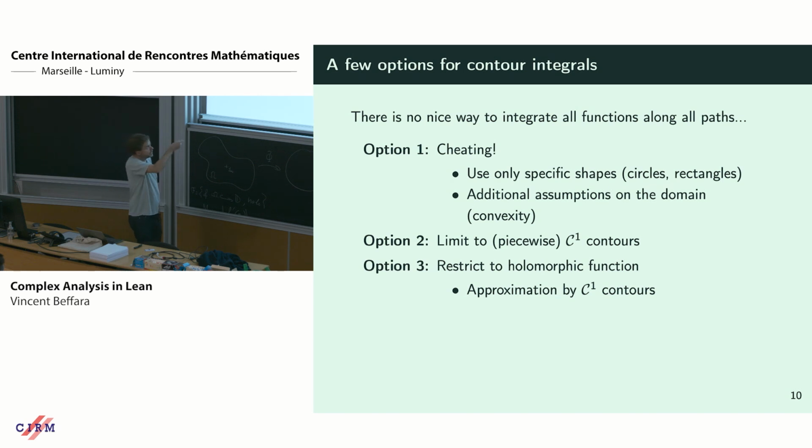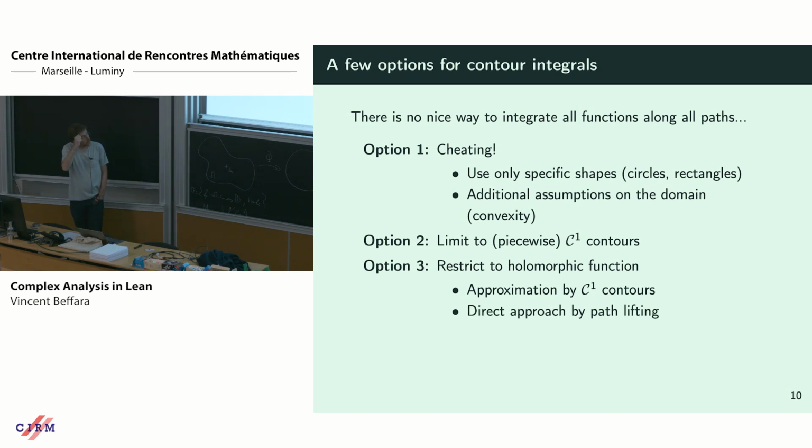And then once you have that for C1 contours, you define the integral on a continuous contour as the common value for all the functions in the neighborhood. Okay, so this will extend contour integrals to continuous functions, but it is not very explicit. Right? It's defining it as a limit, and working with limits, it's not very comfortable.